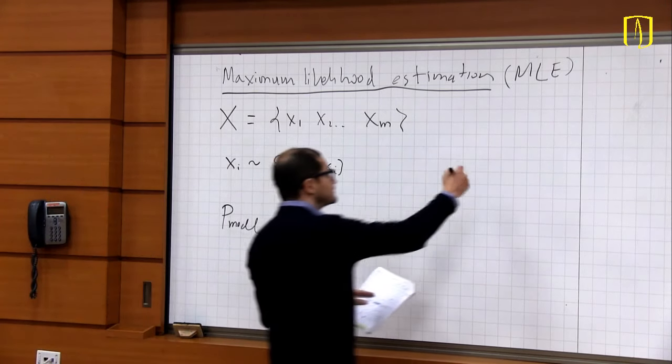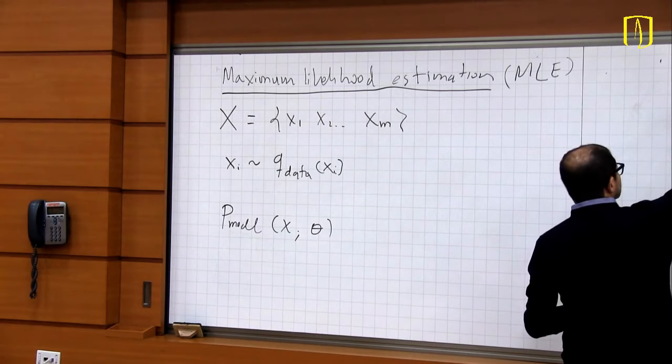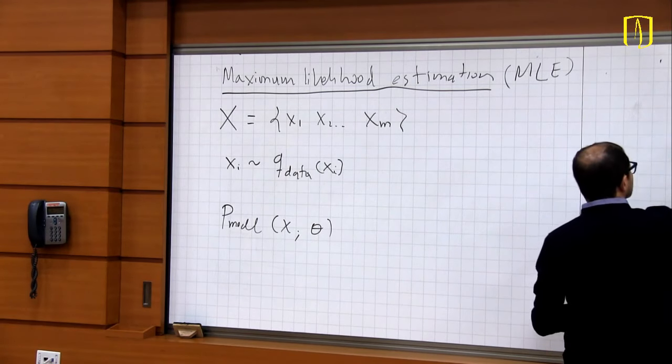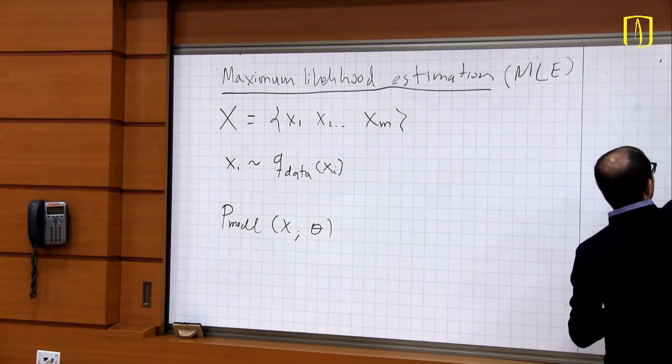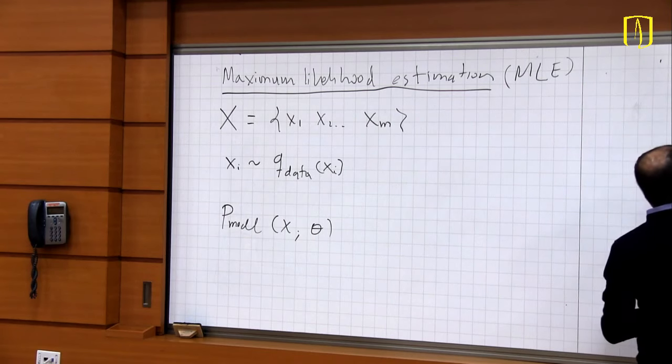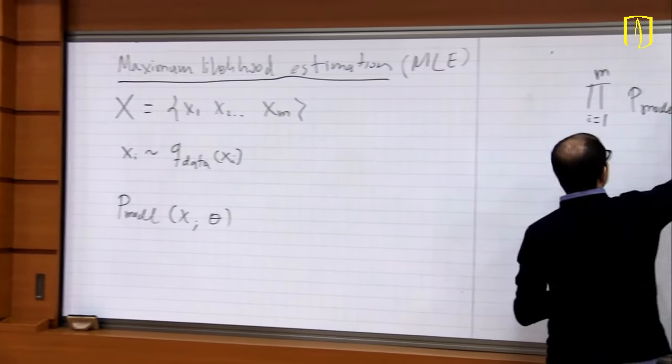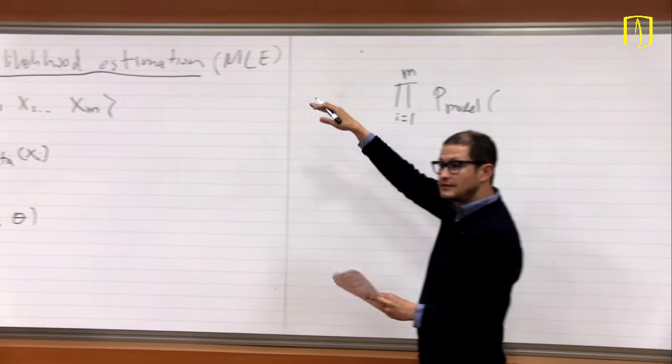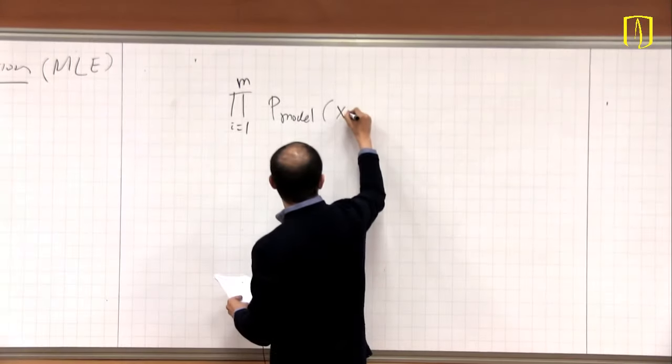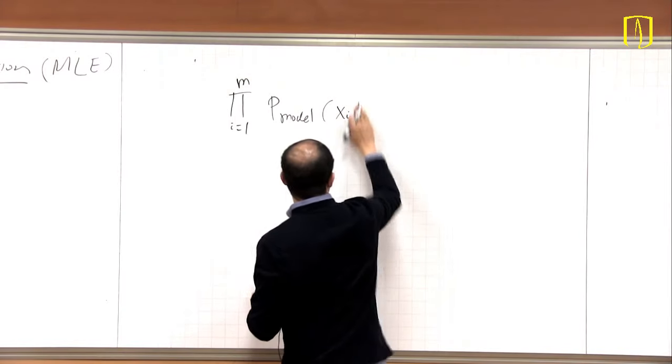So it's basically, the probability of the data set is a product over 1 all the way through m of P model of what? Of the points that I saw, right?